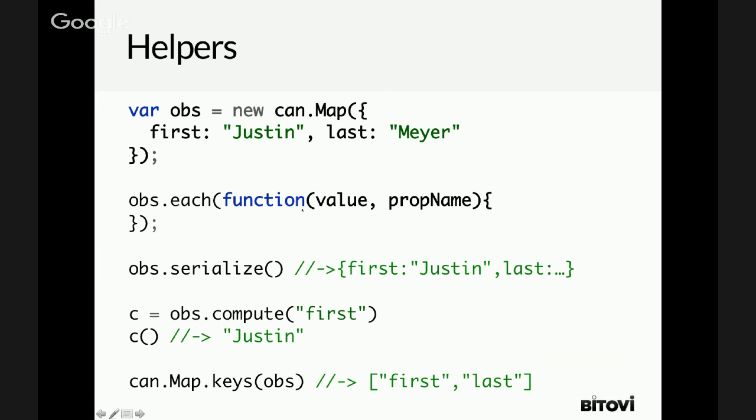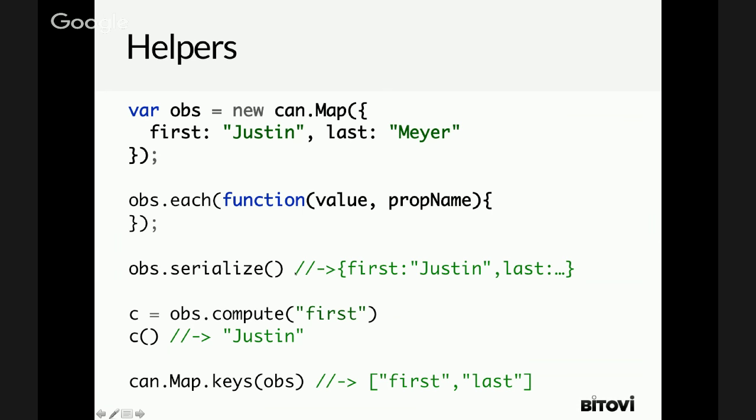So there are some helpers that CanJS comes with to make certain things a little bit easier. So if I had an observable, here I created my observable, I can call .each, and this loops through every property on the observable. It'll give you every property name and every value at the property. There's a serialize method, which is very much like calling attr, but the default behavior is actually identical to attr. If you call attr without arguments, you get essentially a plain JavaScript object representation of your observable.